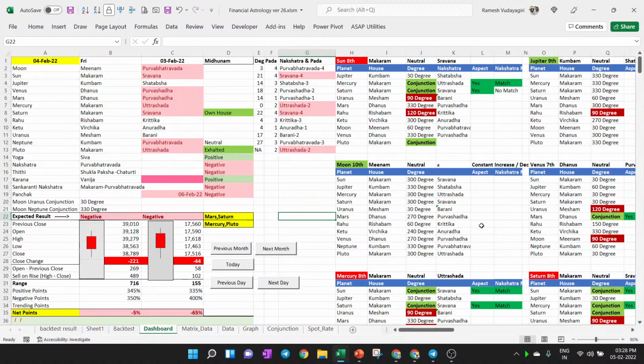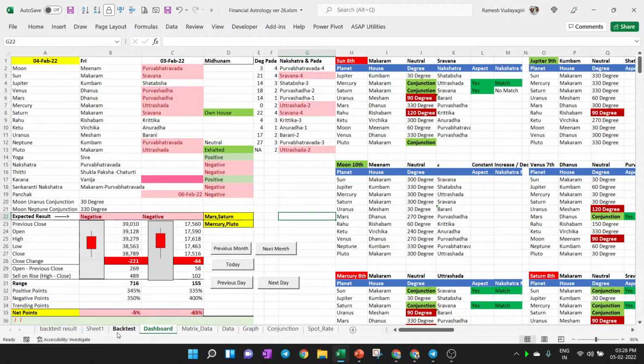For the last month, how it has gone and how the file works. This is the Excel dashboard which I developed based on all the 150-plus rules of financial astrology, and how these rules work helped in identifying the market trend in advance.